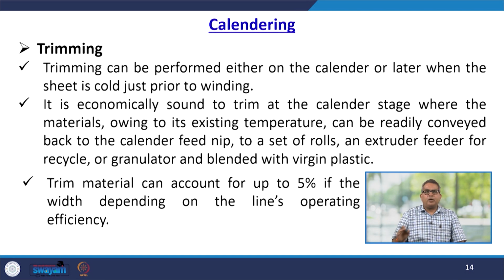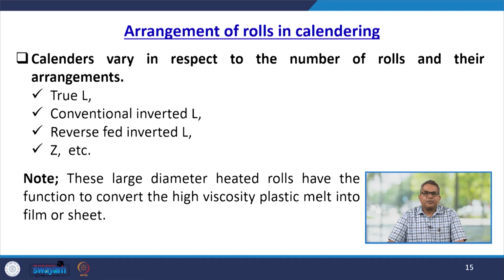Trimming can be performed either on the calendar or later when the sheet is cold, just prior to winding. It is economically sound to trim at the calendar stage, where the material, owing to its existing temperature, can be readily conveyed back to the calendar feed nip to set the rolls, or to an extruder feeder for recycle, granulated and blended with virgin plastic. The trim material can account for up to 5% of the width, depending on the line's operating efficiency.